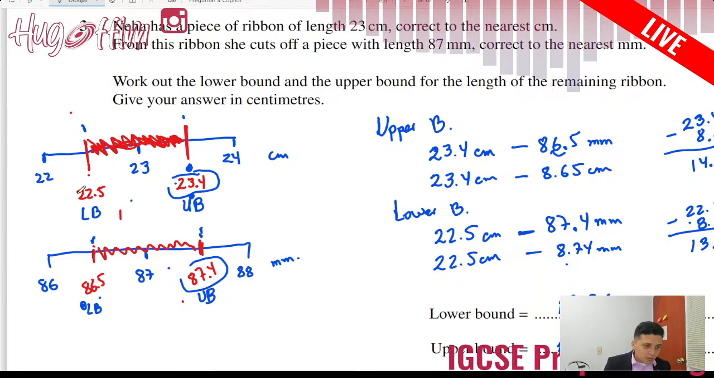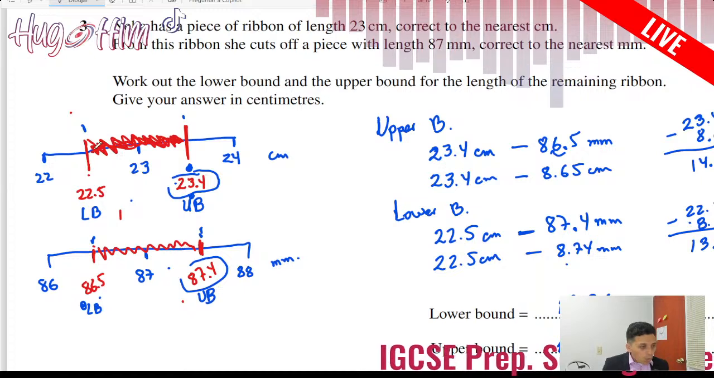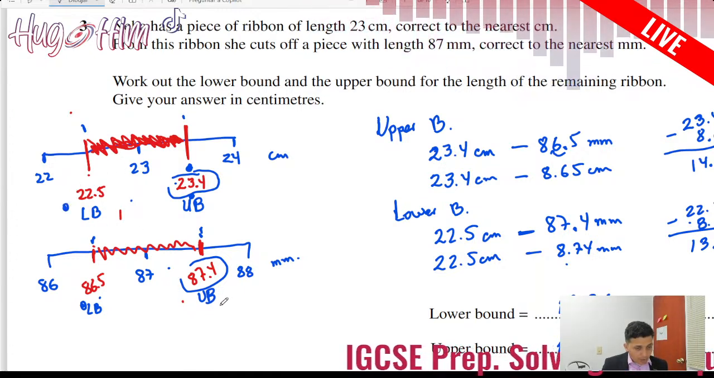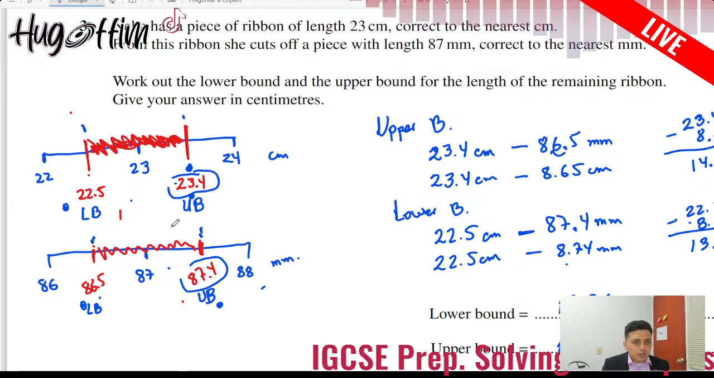23 minus 22 minus 87.4. 22.5 minus 87.5. The lowest number you're going to get is the subtraction of the lower bound and the upper bound. This is why you did this cross subtraction.